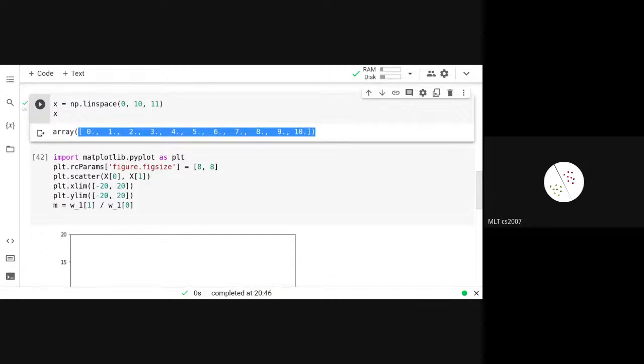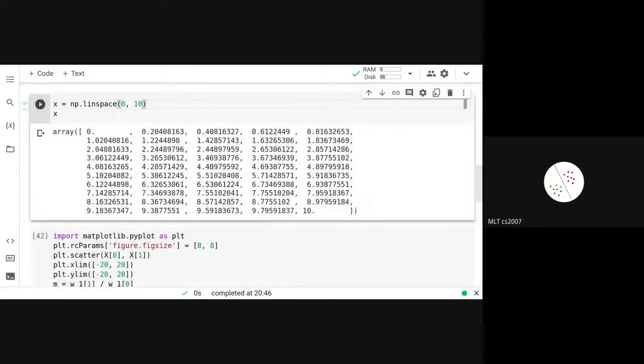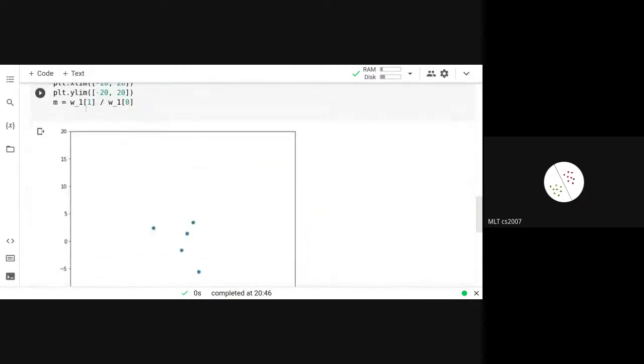Okay, so why am I doing this? This is how I'll be able to plot some function like y equal to f of x. So at the point 0, I'll plot f of 0. At 1, I'll plot f of 1. By default, if I don't include this third argument, it will give me 50 points, including the left and right end points, including 0 and 10. Okay, so that is what I'm going to do here.